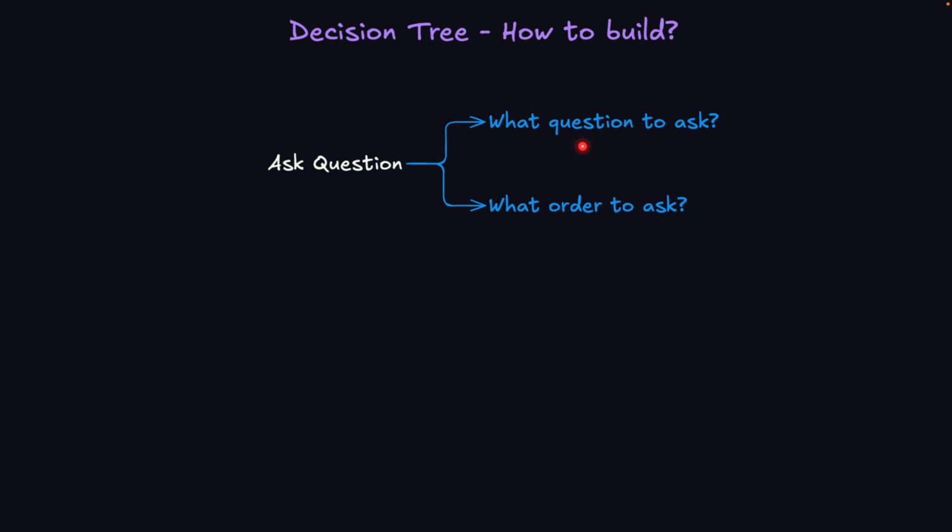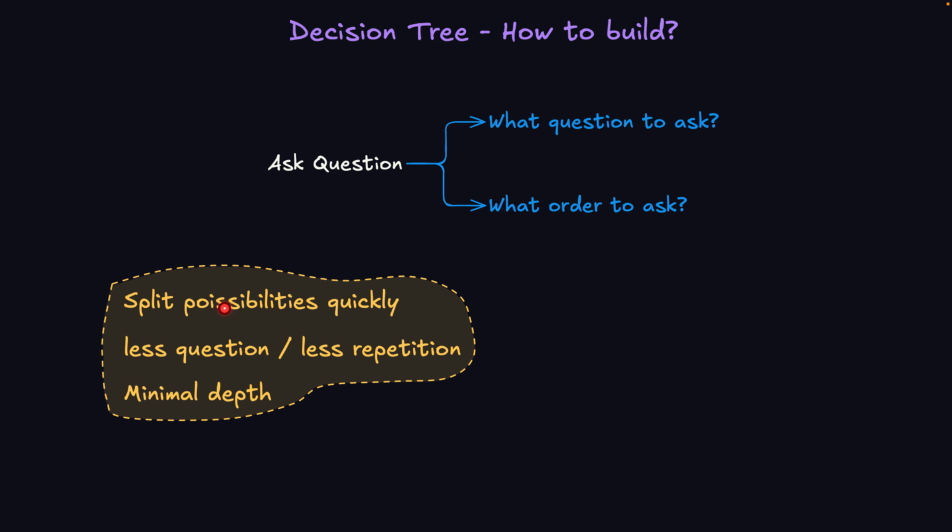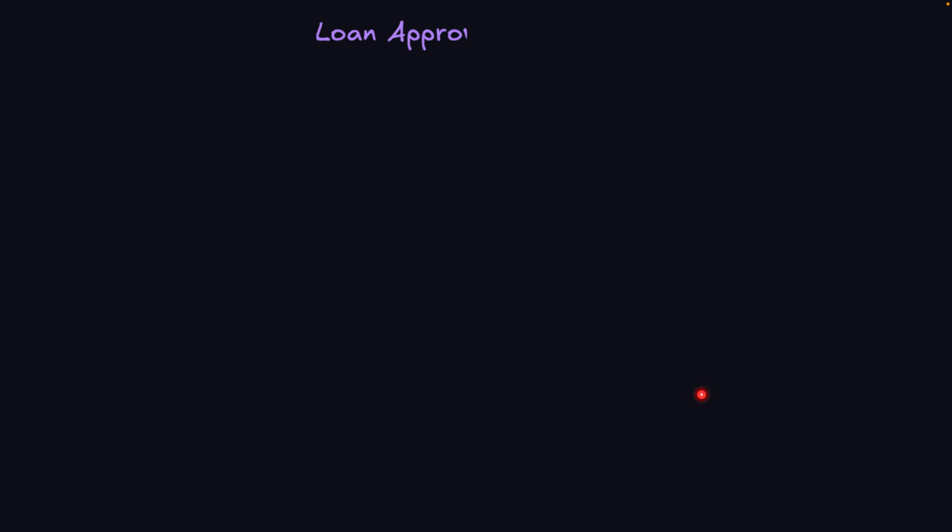If we ask the right question in the right order, then it will lead us to splitting possibilities quickly. It will lead us to fewer questions, less repetition, and it will also help us to keep the depth of the tree minimal. So basically we need to ask questions that provide maximum information possible. Now let's see a couple of examples that will explain how asking the right question at the right time will help us to build a better decision tree.